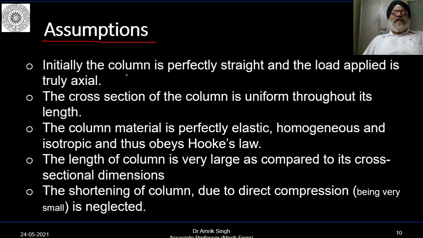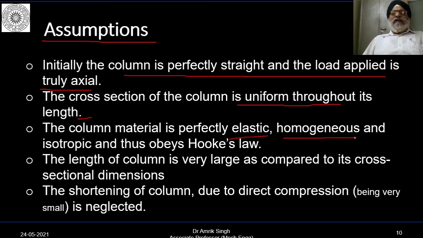So he has taken these assumptions. Number one, initially the column is perfectly straight and the load is applied in the axial direction, so it is truly axial. The cross section of the column is uniform throughout. That means throughout the length, the area of cross section is the same. The column material is perfectly elastic, that means it obeys Hooke's law, and homogeneous and isotropic. Homogeneous means it is of the same composition, and isotropic means it has the same elastic properties throughout the cross section.